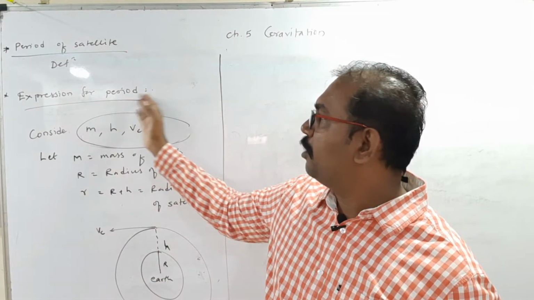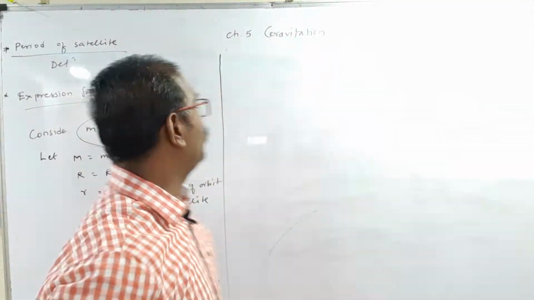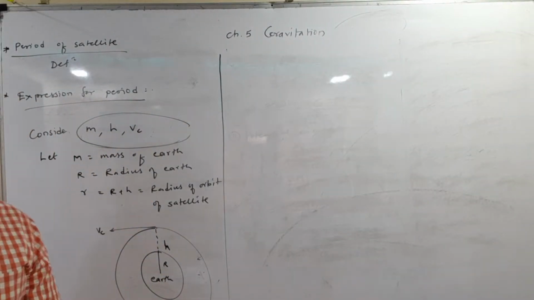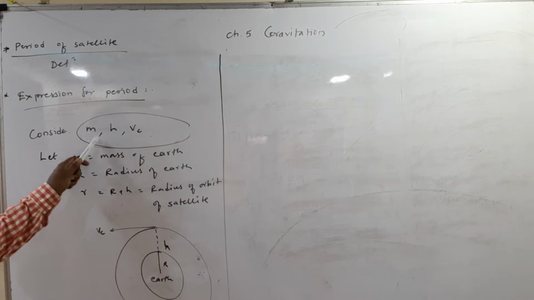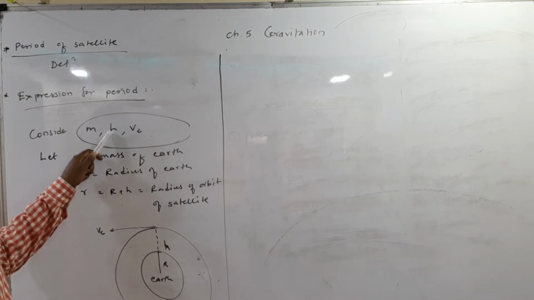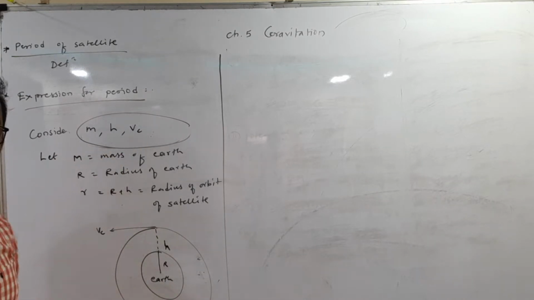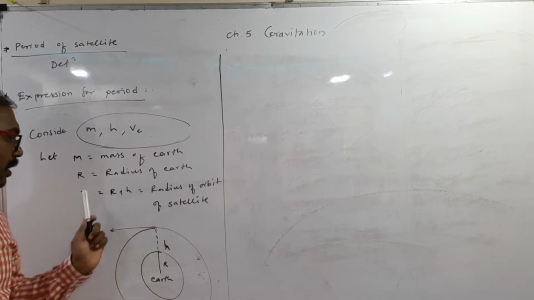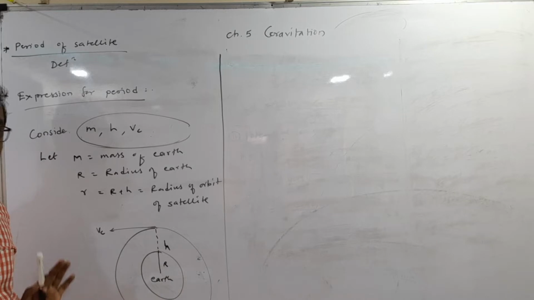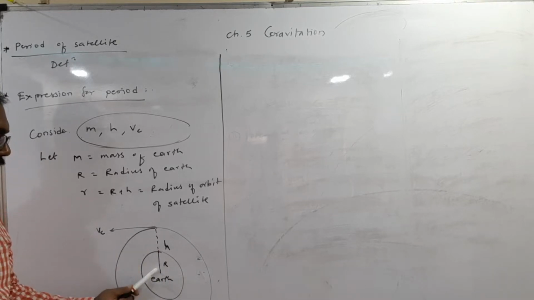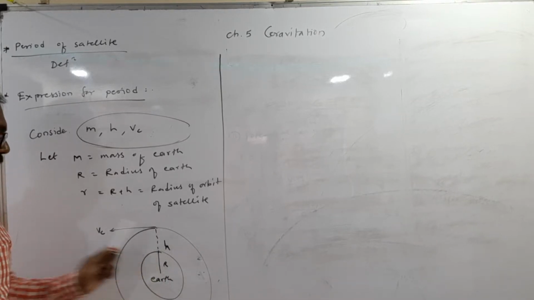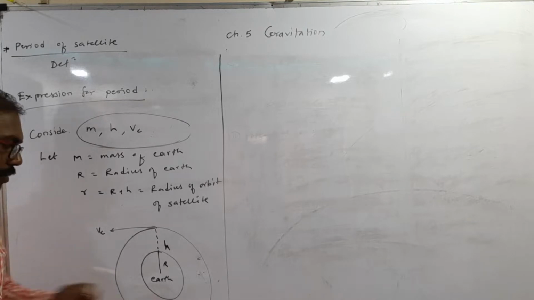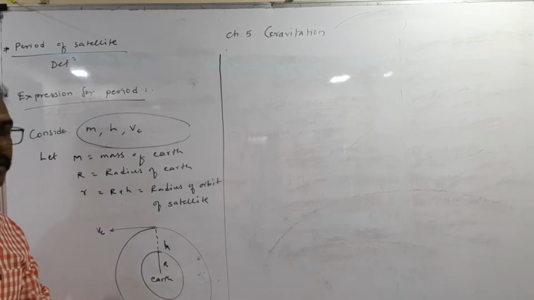Now, the expression for period of revolution of a satellite. We consider a satellite of mass m revolving at height h in a circular orbit with velocity vc. Let capital M be the mass of earth, capital R the radius of earth, and small r the radius of orbit of the satellite. In the diagram, this is the earth with radius R, height h, and the speed is the critical velocity. The orbit is circular.